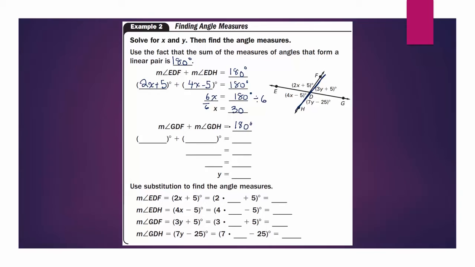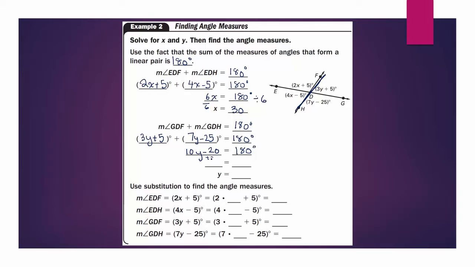I know that GDF is 3y plus 5, and I know that GDH is 7y minus 25, which equals 180 degrees. Combine your like terms. 7y plus 3y is 10y. Positive 5 plus a negative 25 is negative 20, is equal to 180 degrees.